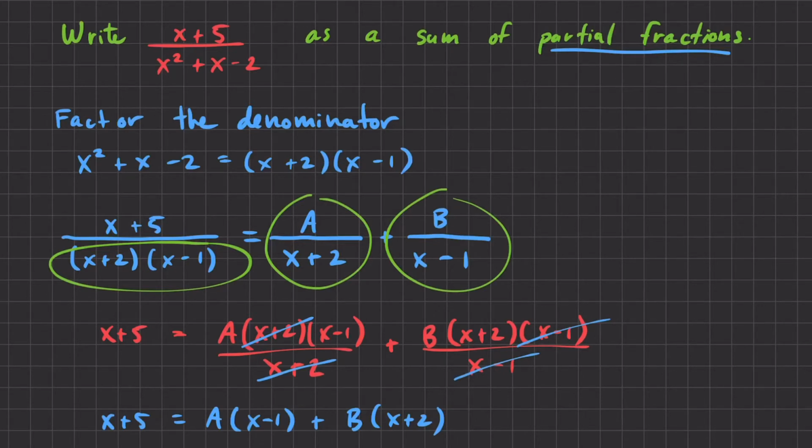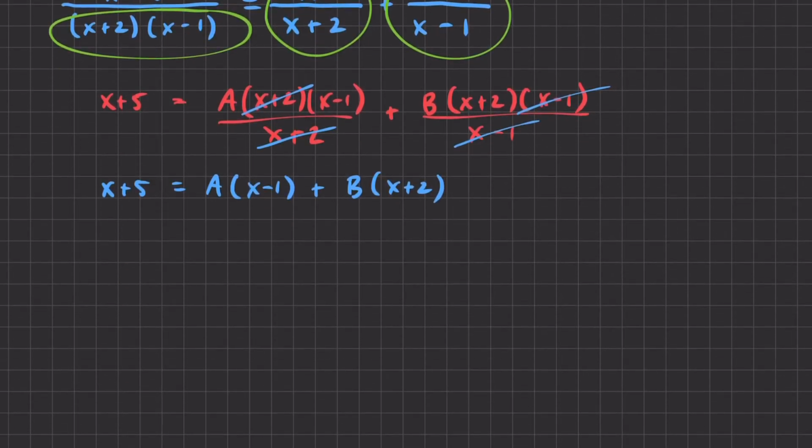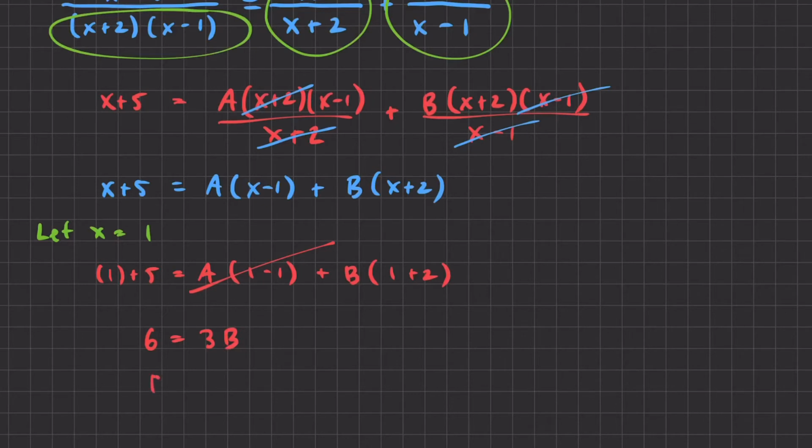Keep in mind that this equation is supposed to be true for all values of x. So I can choose my own value of x and see what the other variable turns out to be. So what I mean by that is I'm going to say let x equal 1. When x is equal to 1, I'll get 1 plus 5 equals a times 1 minus 1, you can probably see what's happening there, plus b times 1 plus 2. Or in other words, well, this turns to 0. I've got 6 equals 3b. So in other words, b is equal to 2.